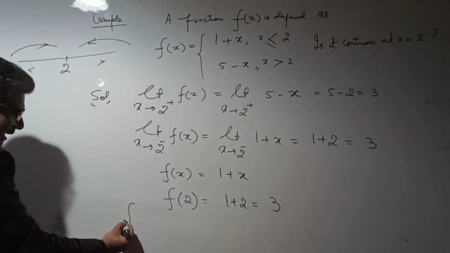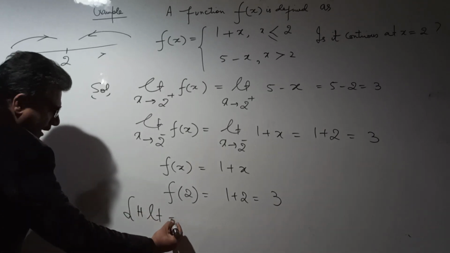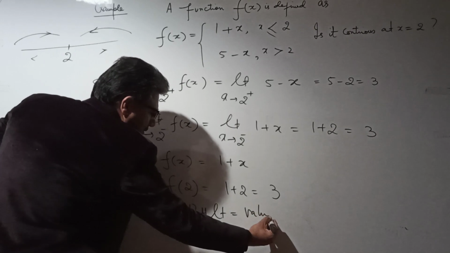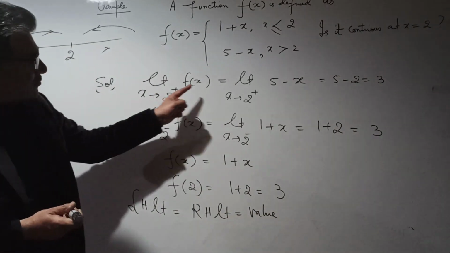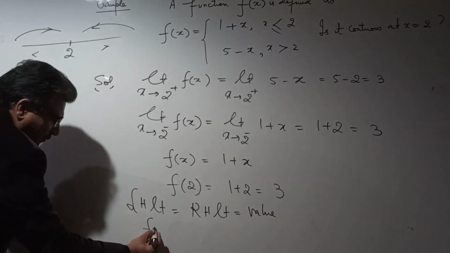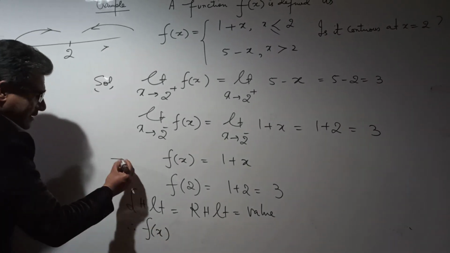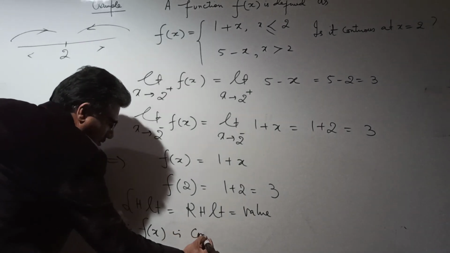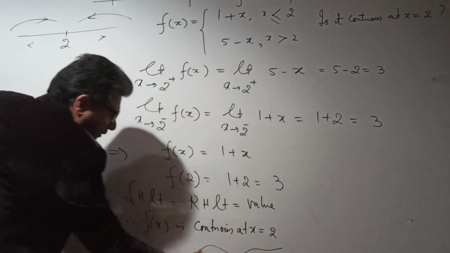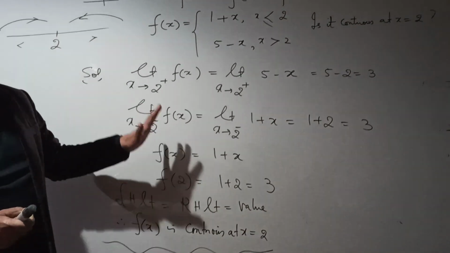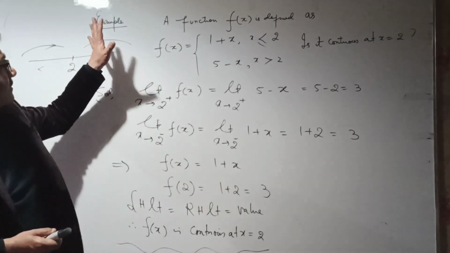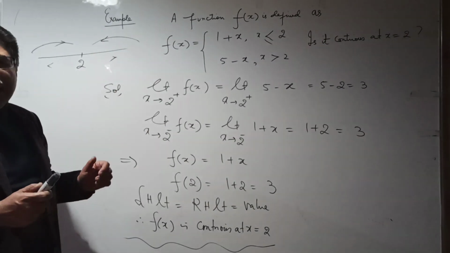Now see, left hand limit is equal to the right hand limit is equal to the value of the function. Therefore, f(x) is continuous at x is equal to 2. So that means this function is continuous at 2. So this was our example, and I will take now another example.